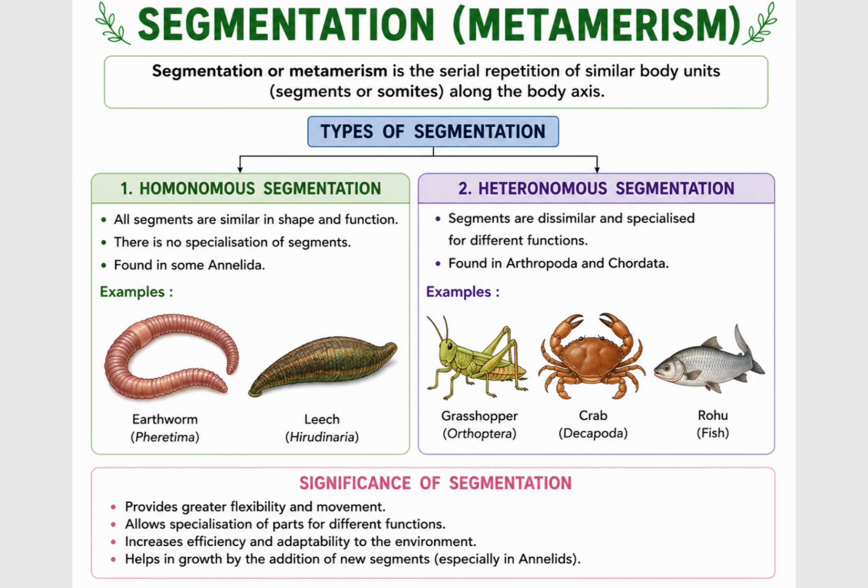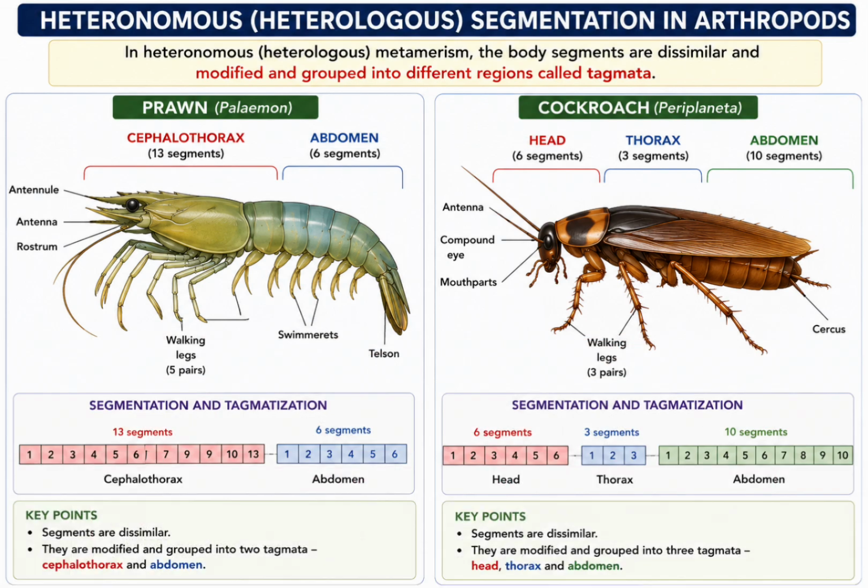So metamerism or segmentation can be classified as homonomous or heteronomous depending on how similar or different the segments are. In homonomous metamerism, homo means same or similar, meaning the successive segments are more or less similar in structure and function. For example, earthworm and leech. And in heteronomous metamerism, hetero means different, so the segments are different from one another. For example, all the arthropods like prawn, cockroach, etc.